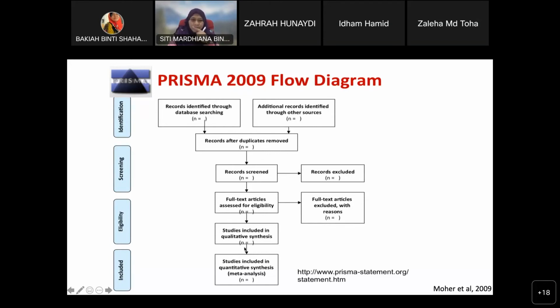And then studies included in the qualitative synthesis. Because this one is meta-analysis, it is also used for the systematic review. But for a scoping review, you can already mention here how many papers you use that are really related to your research questions and to your objectives.